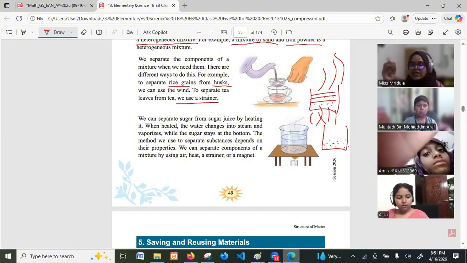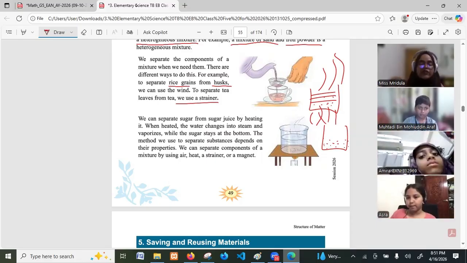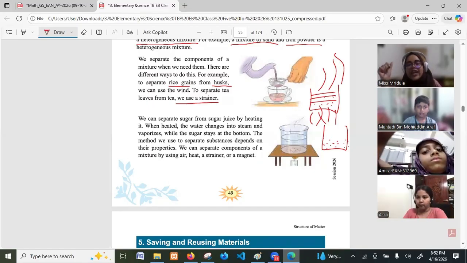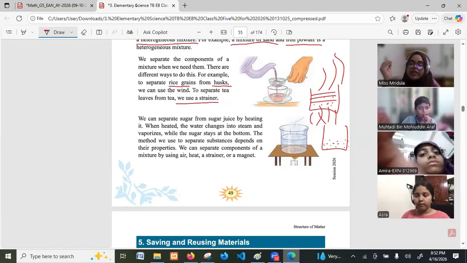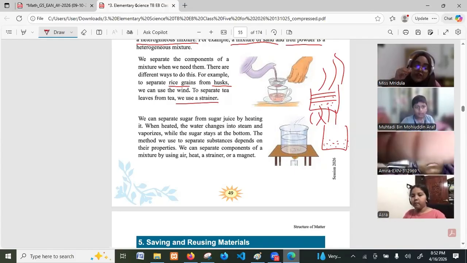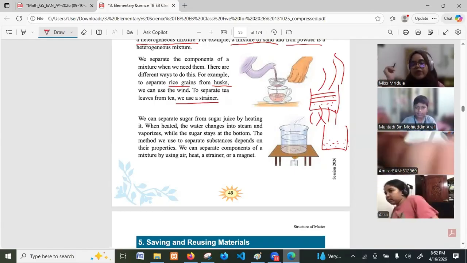So you can see that husk and rice, we could just blow them away. But when we separated the liquid from the tea leaves, we had to use a strainer. Wind was not enough at that time. And also when we are separating the sugar from the sugar mixture like water, then we are using another method, by heating it and vaporizing it, right? So for different elements, on the basis of their properties, we are using different methods to separate them.